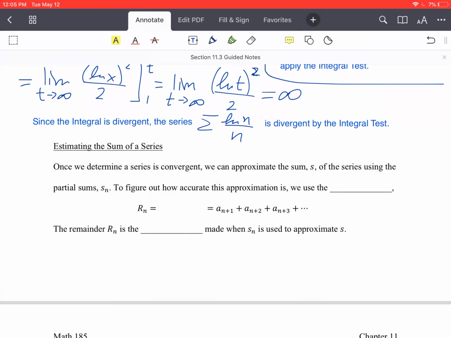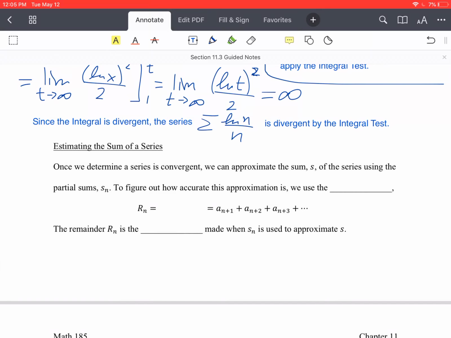Alright, back into section 11.3. So looking at the next topic, I'm estimating the sum of a series. So we're looking at using things like the integral test to be able to help us determine approximately what the sum of a series is. So not just convergence or divergence.